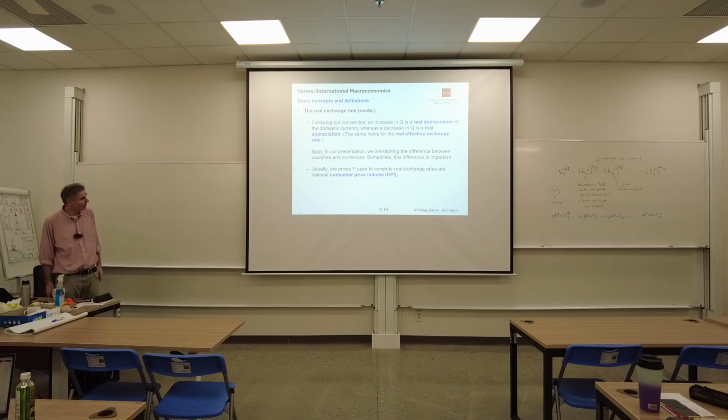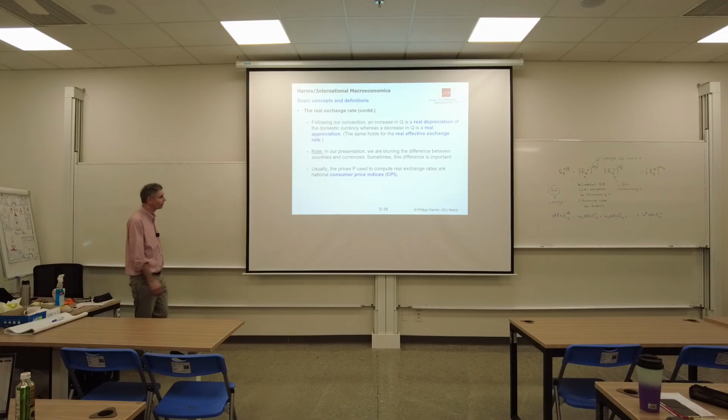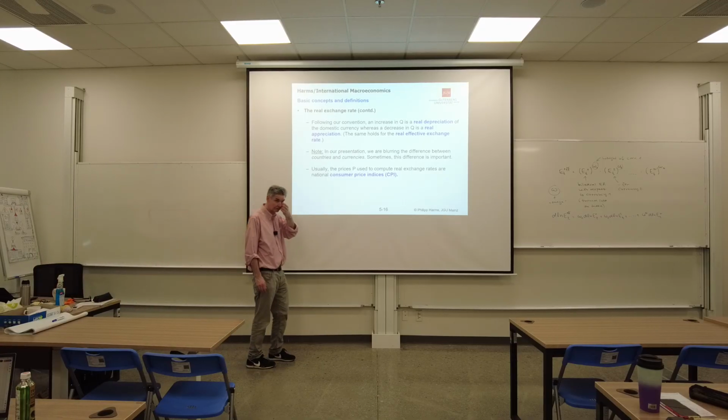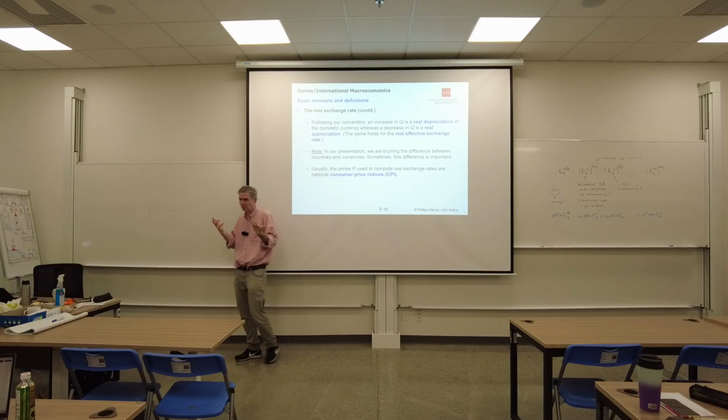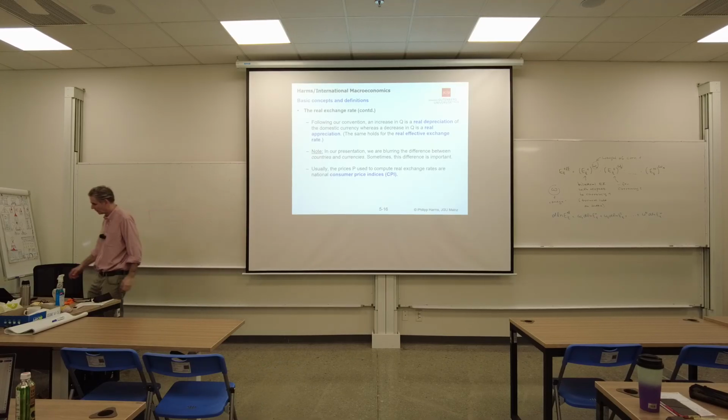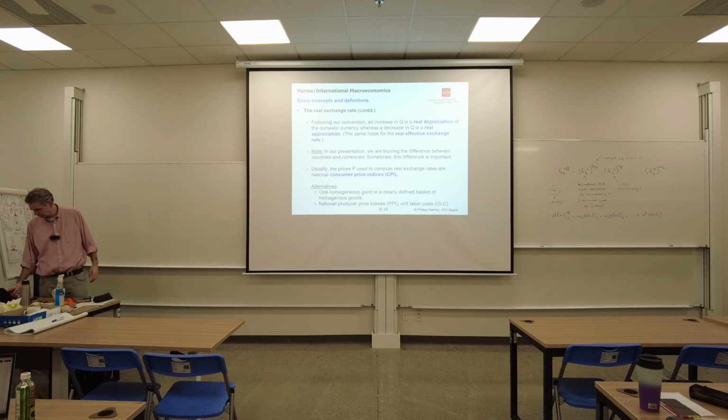So usually the prices P used to compute real exchange rates are national consumer price indices. That's the standard thing. That's how you usually compute the CPI-based real exchange rate. And this will be our most prominent example. Now, what we've done on the previous slide, we computed a FAO price real exchange rate, because the price was the price of a single good.